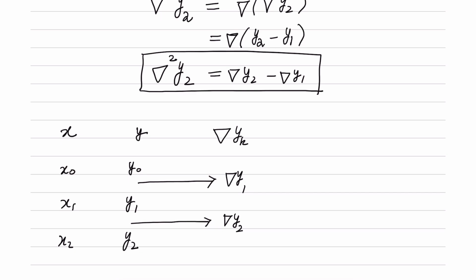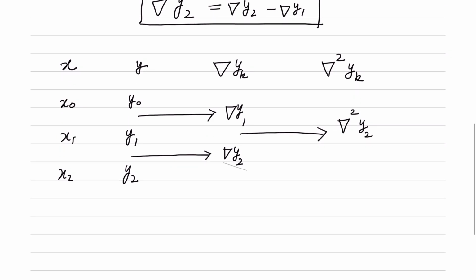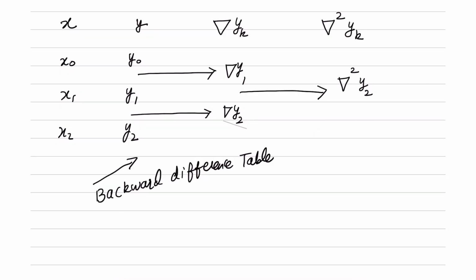Then we have the fourth column, backward square. We keep on raising the power on backward delta in every new column: backward square yk. The first value that we calculated, the difference backward y2 minus backward y1, was named backward square because it's in the backward square column, and it turned out to be backward square y2. So it's a backward difference table, and these are the notations for terms in the backward difference table.